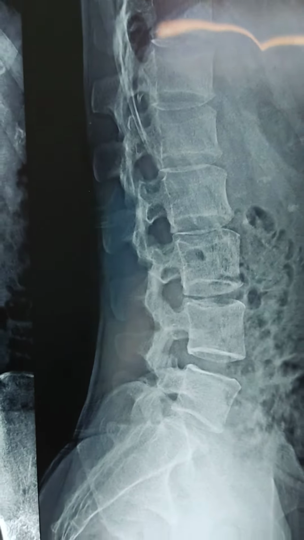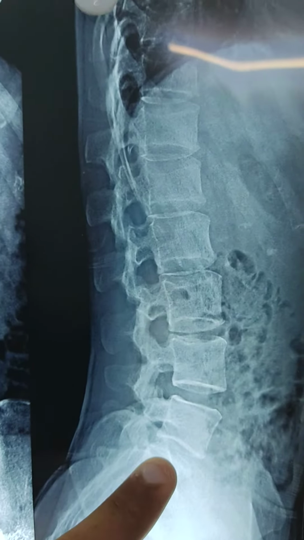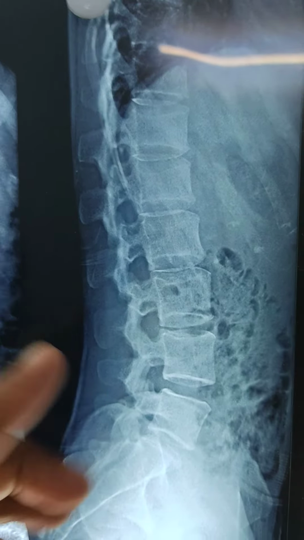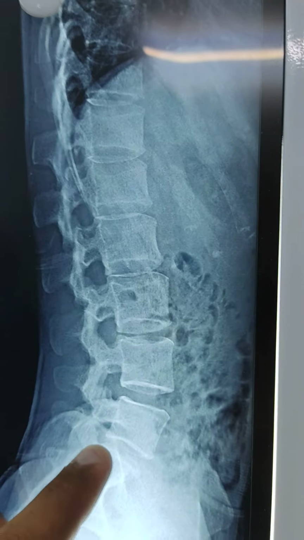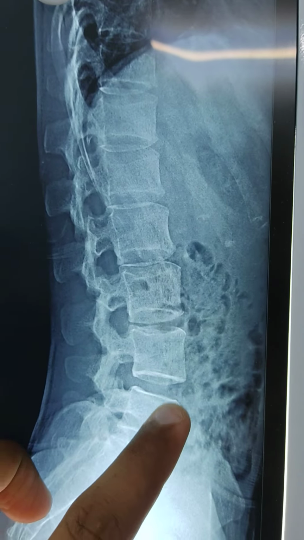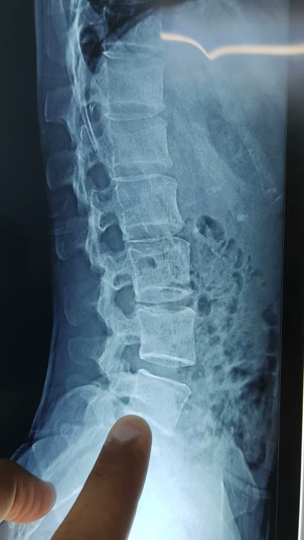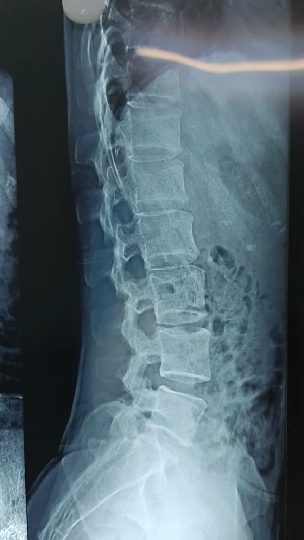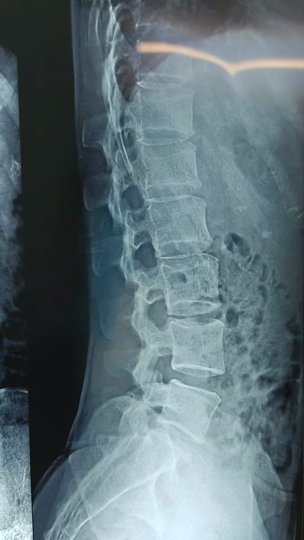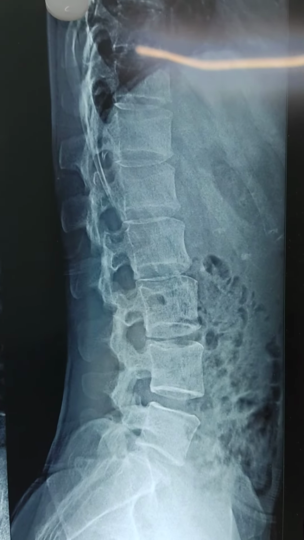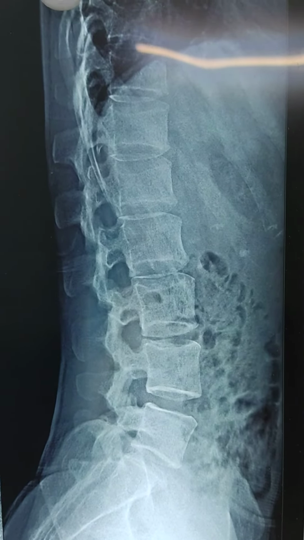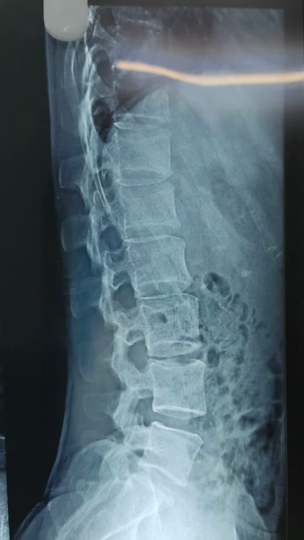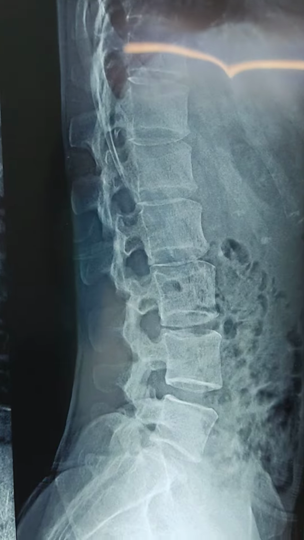You should also check for any listhesis, because listhesis can be either anterior or retro. So you should compare the curvature both anterior and posterior. Sometimes the vertebra can slip forwards. So you should always check for the listhesis, and on inspection and on palpation you should check for the step. These are the main significant points which you need to see in the lateral view.